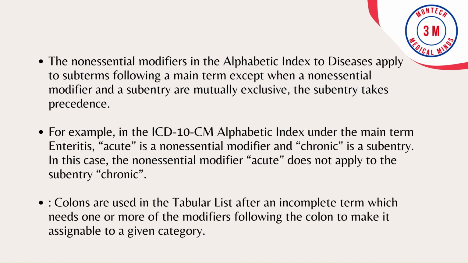The nonessential modifiers in the alphabetic index to diseases apply to subterms following a main term, except when a nonessential modifier and a subentry are mutually exclusive, the subentry takes precedence. For example, in the ICD-10-CM Alphabetic Index under the main term enteritis, acute is a nonessential modifier and chronic is a subentry. In this case, the nonessential modifier acute does not apply to the subentry chronic.